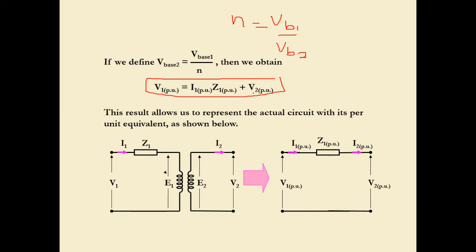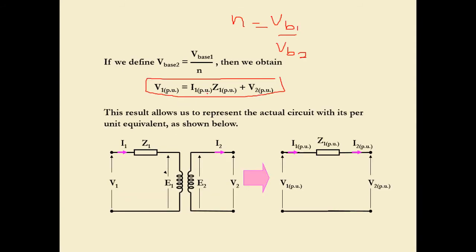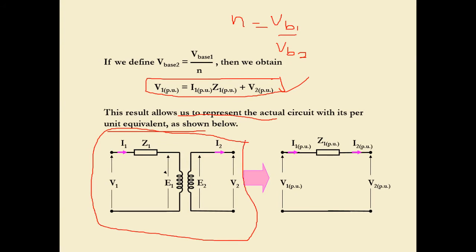So we can actually simplify the equation from here to this one. Finally, we can determine that V1 PU equals I1 PU times (Z1 PU plus Z2 PU). Now we come to the equivalent circuit. This result allows us to represent the actual circuit with its per unit equivalent circuit as shown below. So this is what we have for the actual circuit, or the initial circuit of the practical transformer.